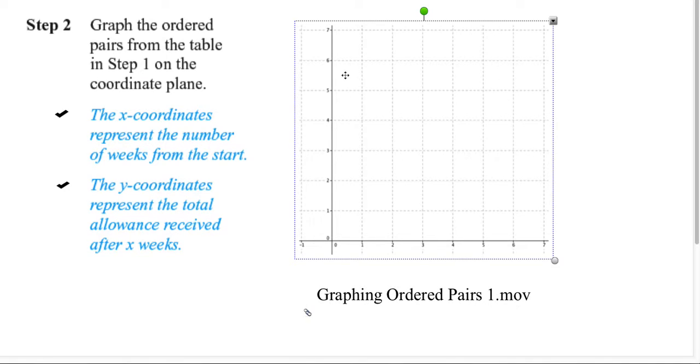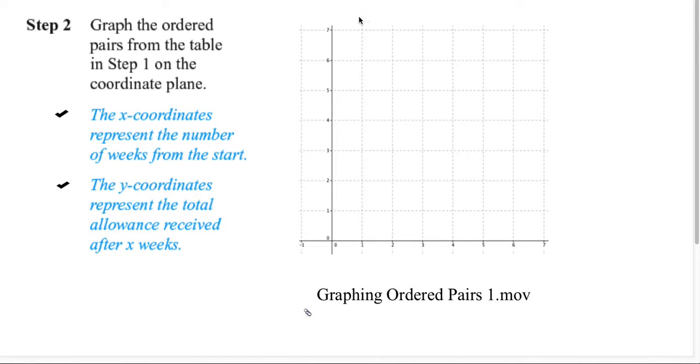Let me lock this, so we can write on it. Okay, so we have the ordered pair 0, 0 right here. And we have the ordered pair 2, 4 right here. We have the ordered pair 4, 8, which is way above here, and another ordered pair 6, 12, which will go all the way up there.